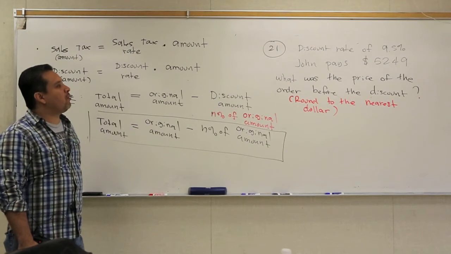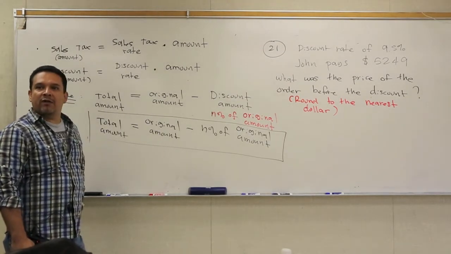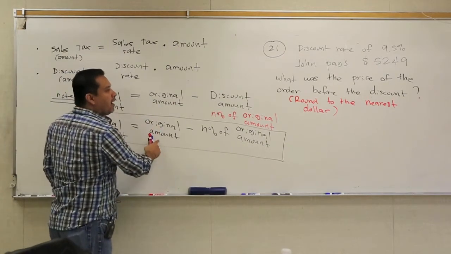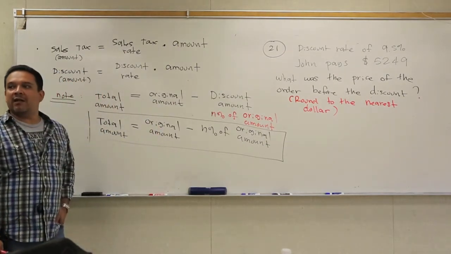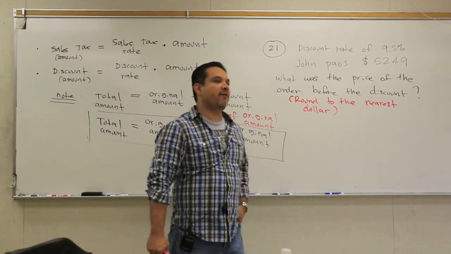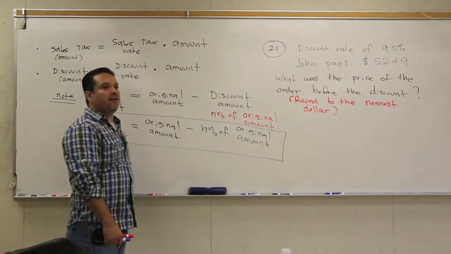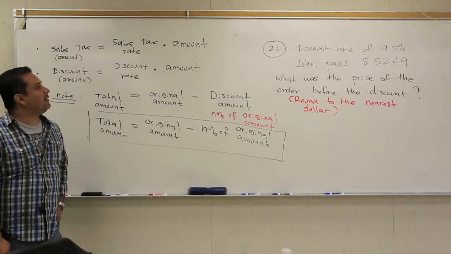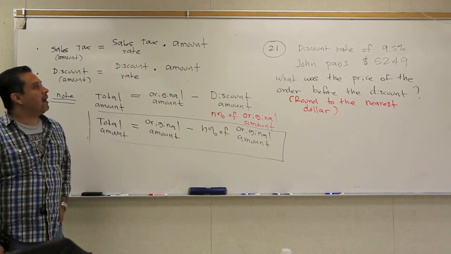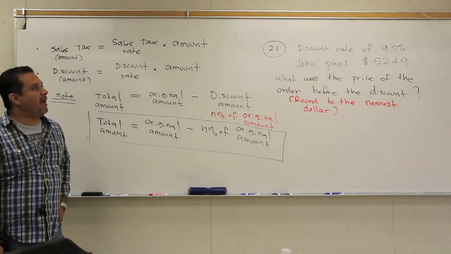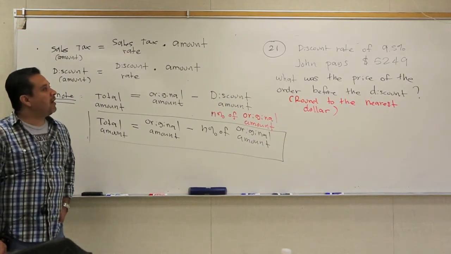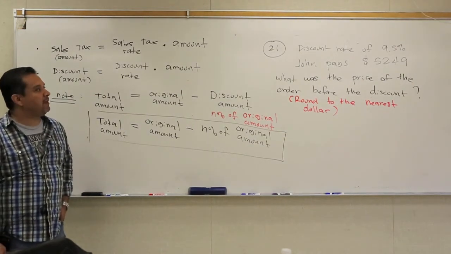Here's the information. They want to know the price of the order before the discount. What do you think that's called in our model? Is that the total, or would that be the original amount? What do you guys think? Remember, how many times do you read the word problem? Okay, so you've got to figure this out. We know what the rate is. What's the rate? 9.5%. John pays $5,249. What should that be then?